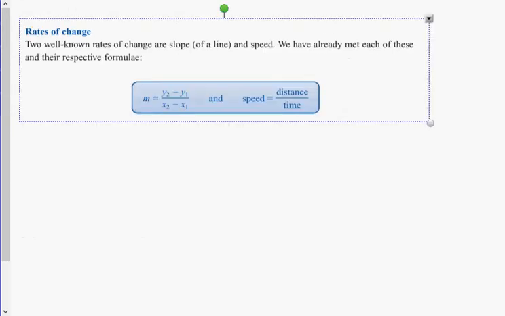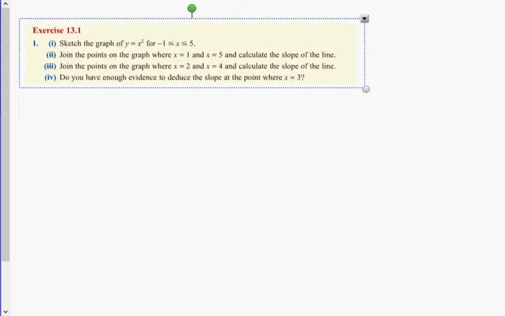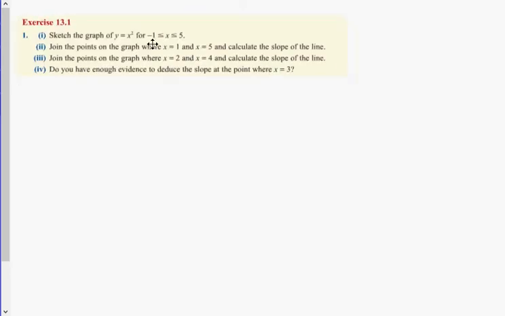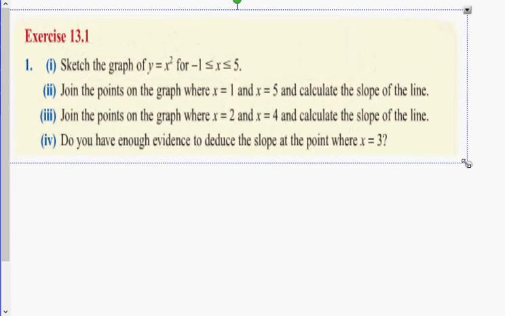So, two well-known rates of change are the slope of a line and speed, where the slope of the line is y2 minus y1 over x2 minus x1. Speed is distance over time. So guys, let me explain how to do this. First of all, you're going to sketch a graph.